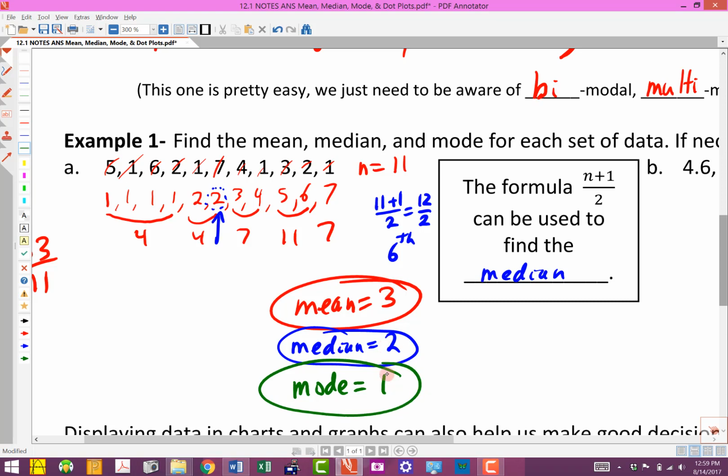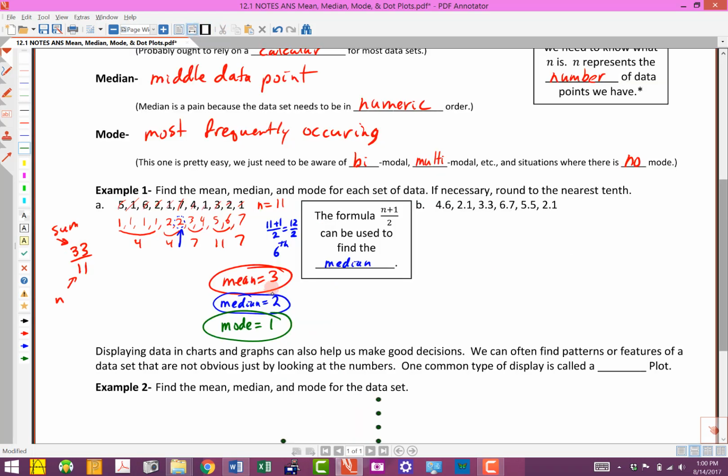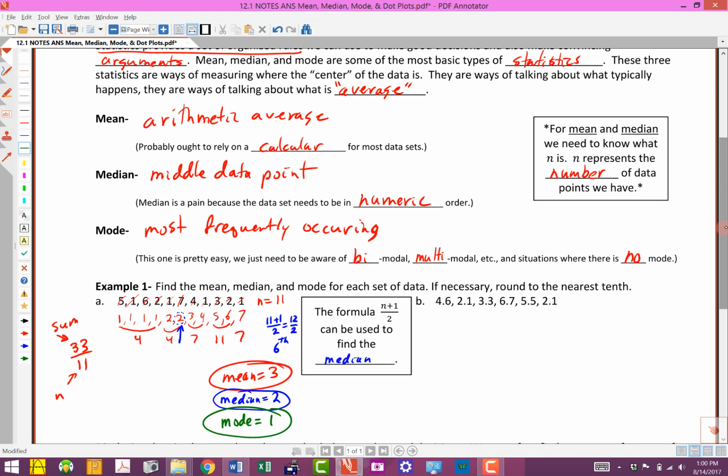Now you'll notice that these 3 different measures of center, if you want to think of it that way, are all different. One of them is 3, one of them is 2, and one of them is 1. So when we say average, we mean lots of different things. The average is what typically happens. So if we say the mean, the arithmetic average, literally the average, the mean of those is 3.